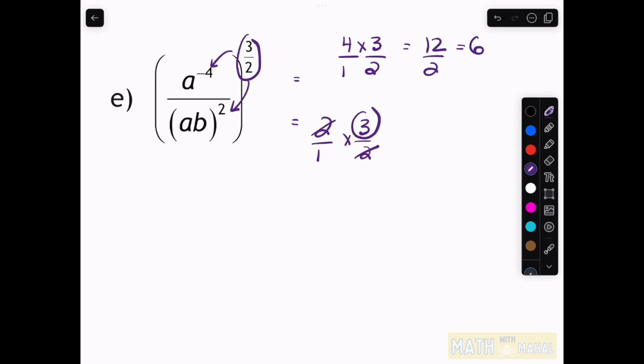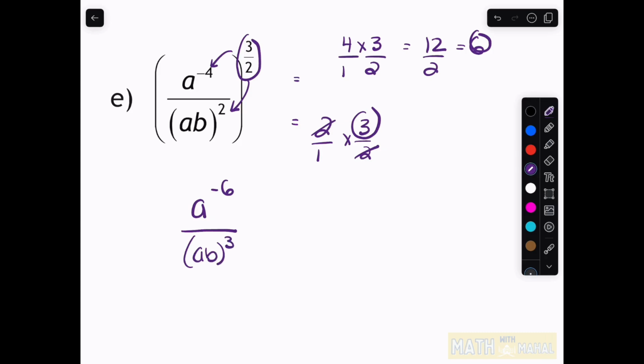Now let's add those exponents to the bases here. So the top part, a, will be to the -6. And the reason it's negative is I didn't actually write it here, but there is a negative here. And then the bottom part would be ab to the exponent of 3.